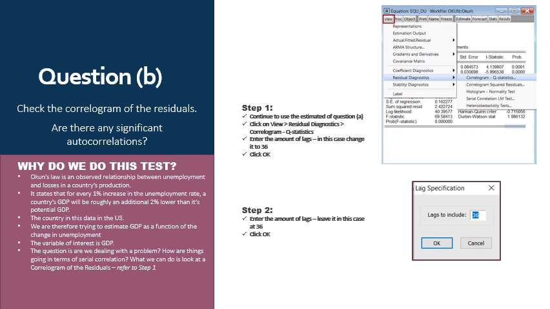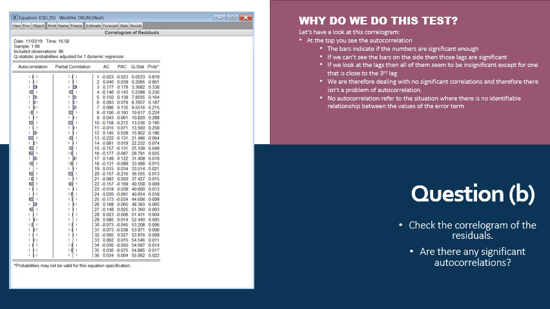Next, we enter the number of lags. In this case, we will enter 36. And then we click on OK. Once we've clicked on OK, we are able to see the output of that file. So let's have a look at this correlogram.